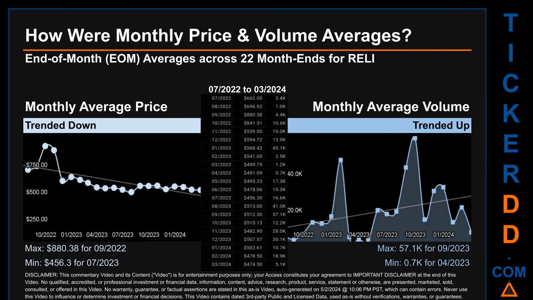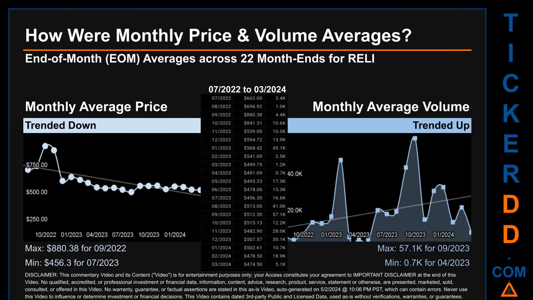How were price and volume averages for RELI? Across 377 trading days, there were a total of 22 month ends, of which monthly averages for daily price and volume were calculated. Overall, monthly price average trended down while monthly volume average trended up.